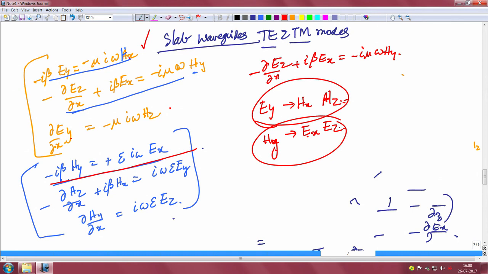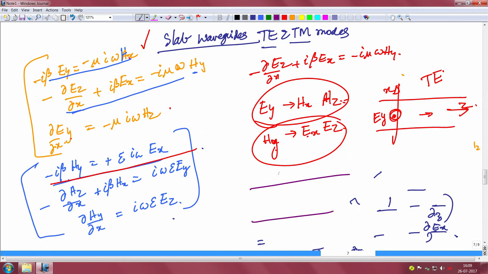containing Hy, Hx, Hz. If you look at the geometry that we have, and if we say that the propagation direction is z, and this is the x direction, you have the Ey field in this direction and there is no Ez component. So, these could be called TE modes. So, TE modes have field components along the plane of the waveguide.